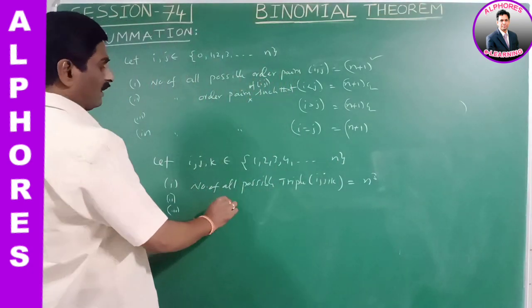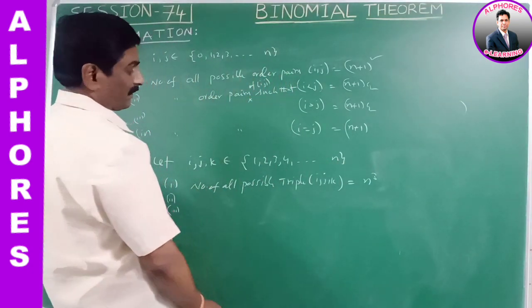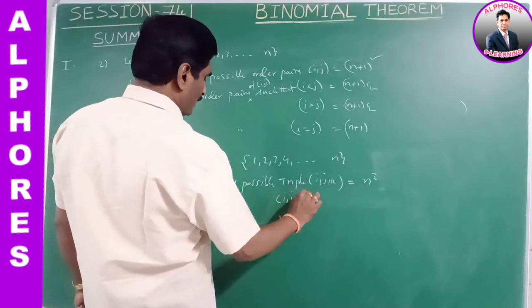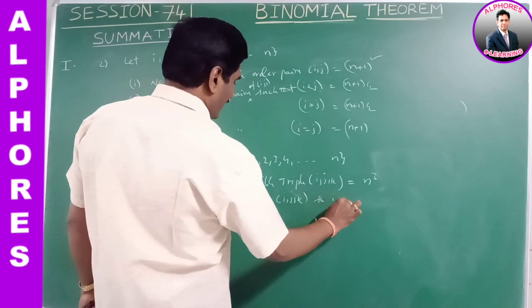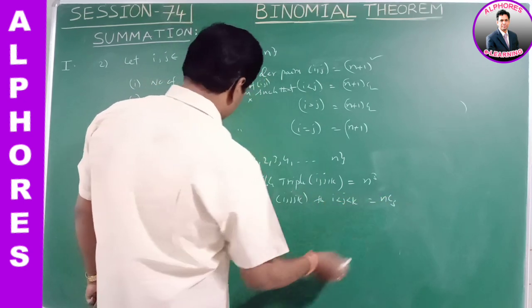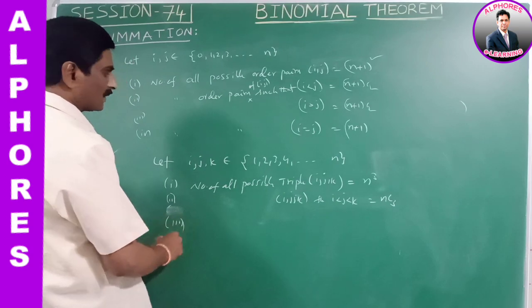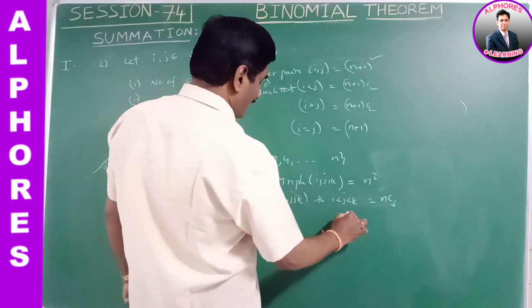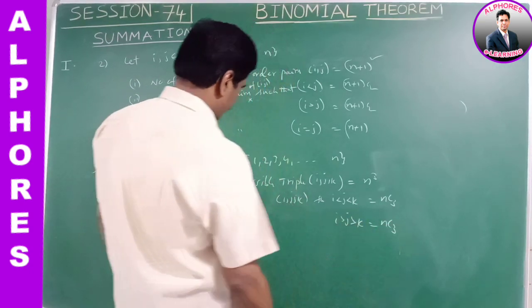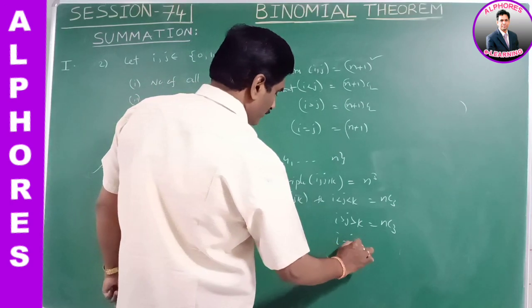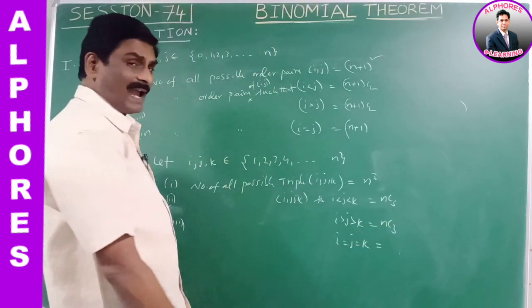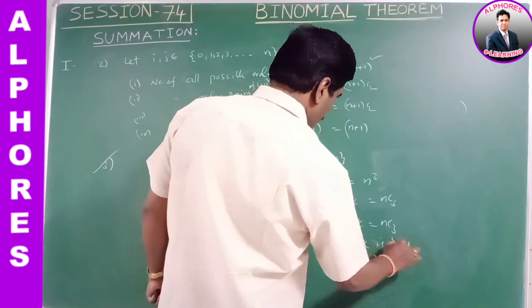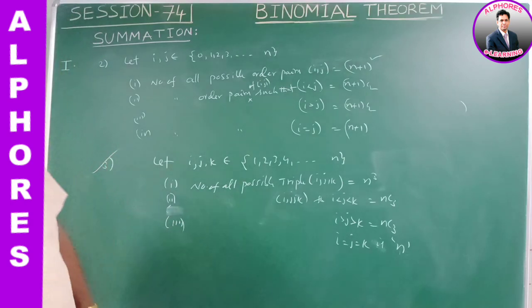Next, second one: the number of ordered triplets i, j, k such that i < j < k is equal to nC3. Third one: the number of possible triplets i, j, k such that i > j > k is equal to nC3. Fourth one: the number of triplets such that i = j = k is n possibilities: 1 1 1, 2 2 2, 3 3 3, and so on.